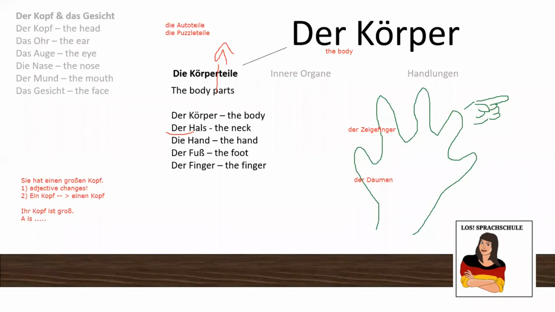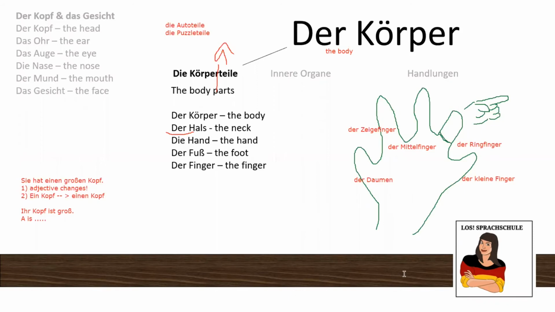The third one is easier. The middle finger. Of course, we all know what that is. The fourth one is also easy. Der Ringfinger. This is the finger we usually put a ring on if we want. And the last one, der kleine Finger, the little finger.